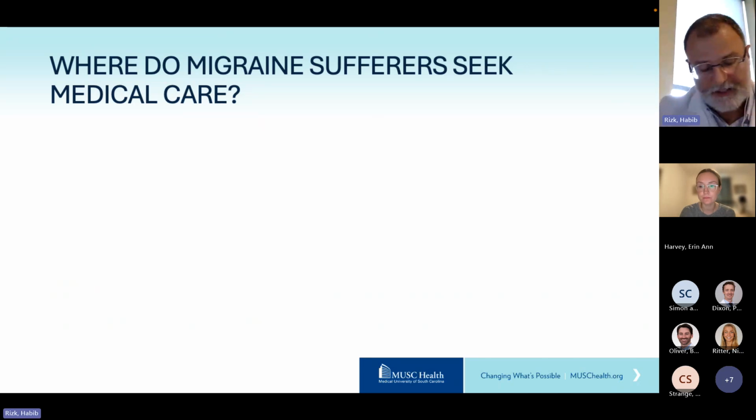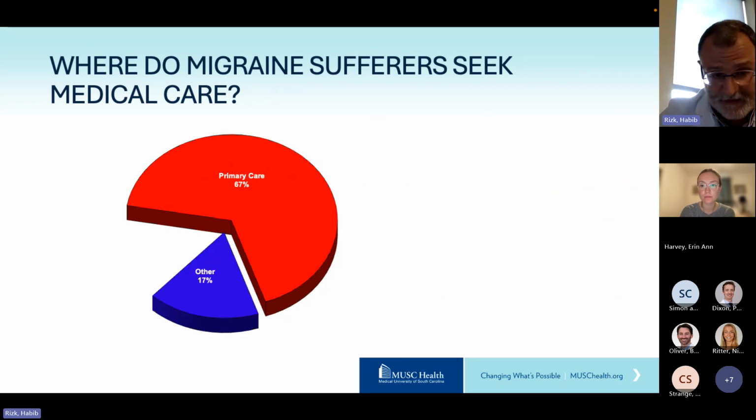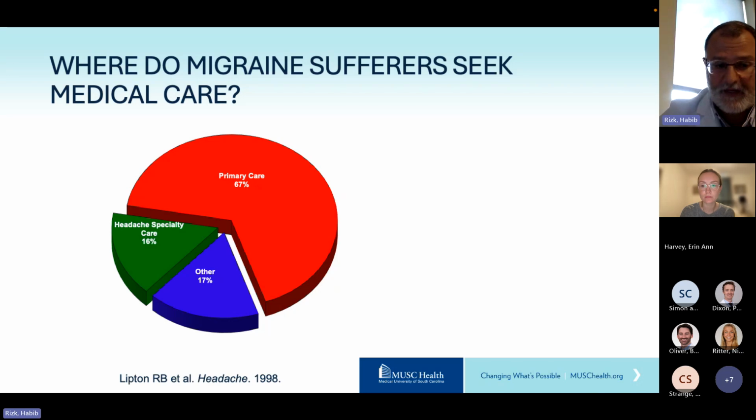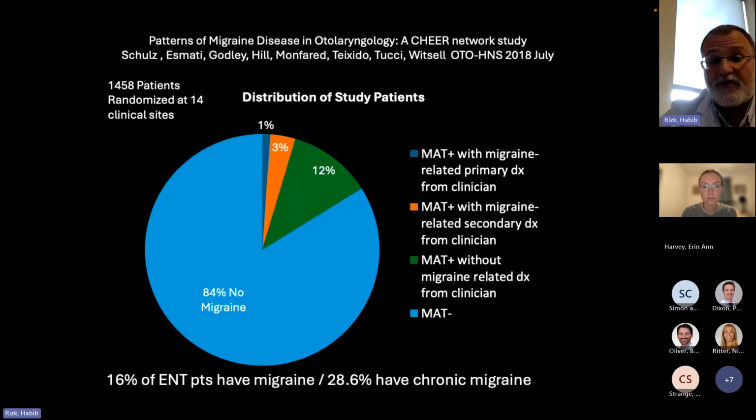A study done with the CHEER network a few years ago looked at where migraine sufferers seek medical care. Two-thirds at the primary care physician, 16% at the neurologist, and 17% other, which includes ENT. So the CHEER network used this migraine assessment tool and looked at patients presenting to various academic and private practice ENT across the country with various otolaryngological complaints. And they administered that migraine assessment tool. And they found that 16% of ENT patients have migraine.